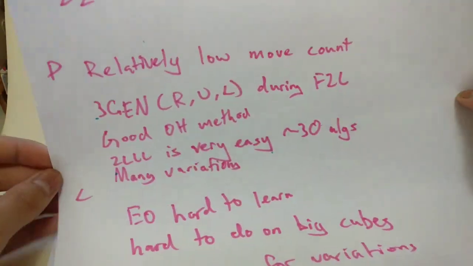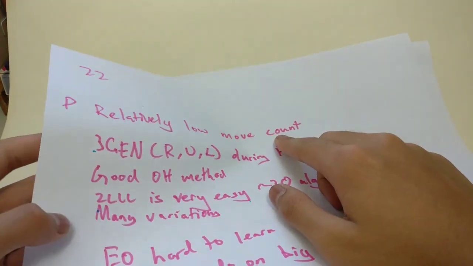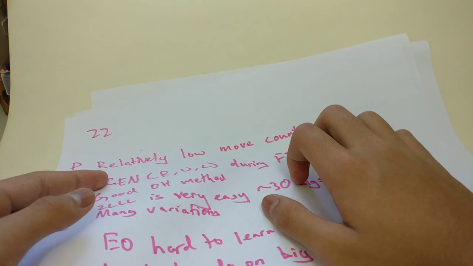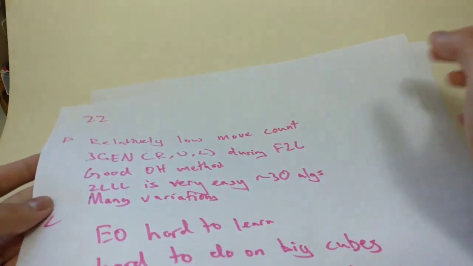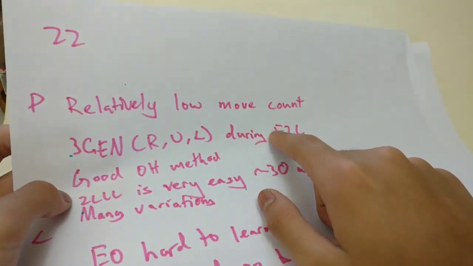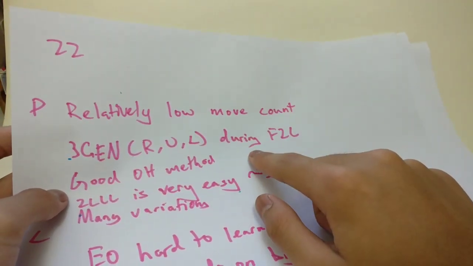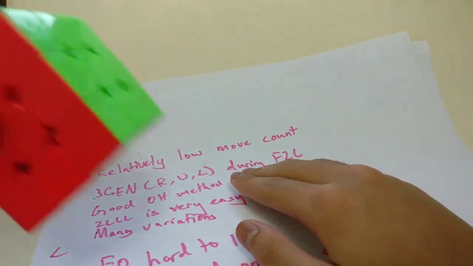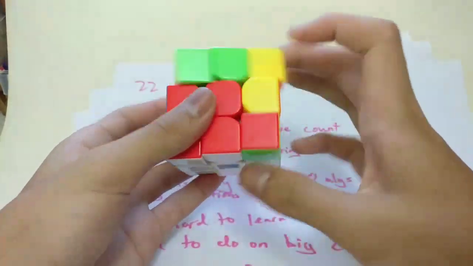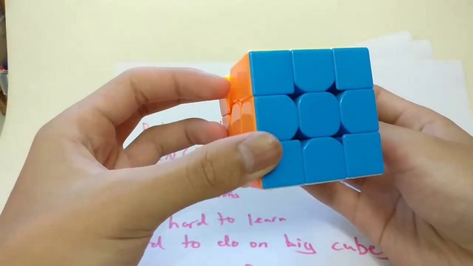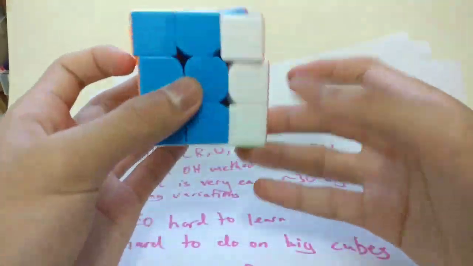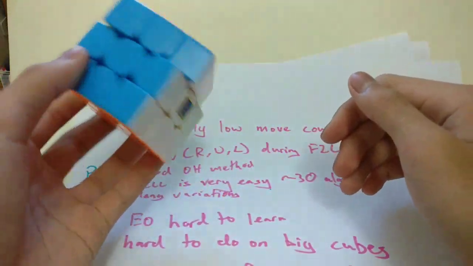ZZ has a relatively low move count compared to CFOP, but it's not as low as Roux or a variation of ZZ called ZZCT, but that requires many algs. It's also 3-gen during F2L, which is a very good thing if you want to avoid rotations of the cube, which do take quite a bit of time to get good at, because a rotation requires you to spin the cube and to regrip to go onto your next turn, which takes up a bit of time.